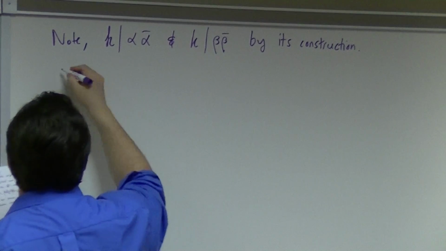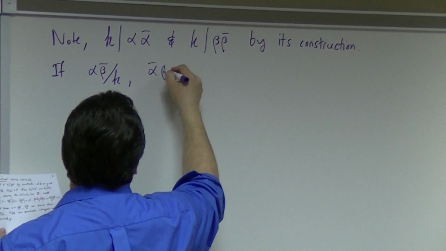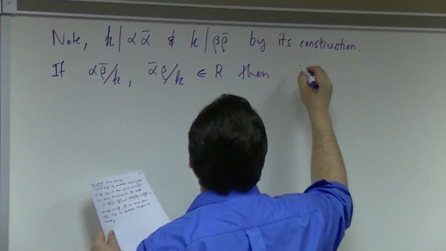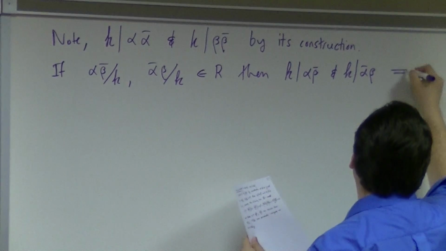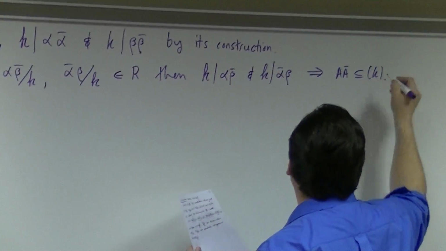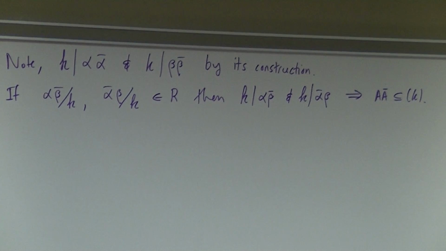And then what he says is this. He says if alpha beta bar over K and alpha bar beta divided by K are elements of the ring, then K divides alpha beta bar and K divides alpha bar beta, which would imply that AA bar is a subset of K. Why would that imply that? Because if you have divisibility by all four of these elements, when you write that divisibility in terms of multiples, it means that anything in AA bar can be written as a multiple of K, which then proves that.